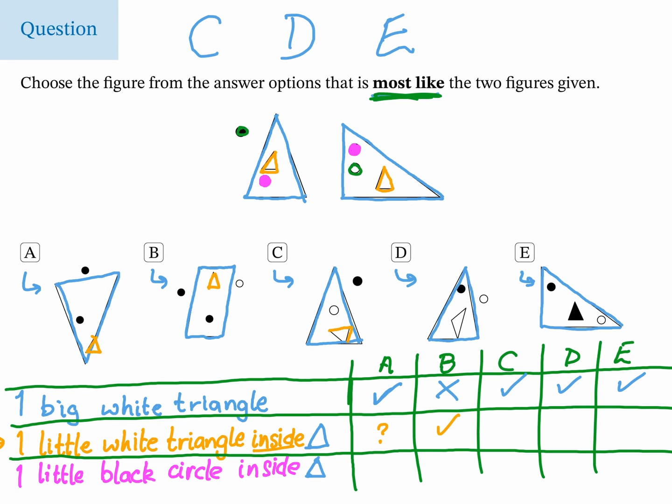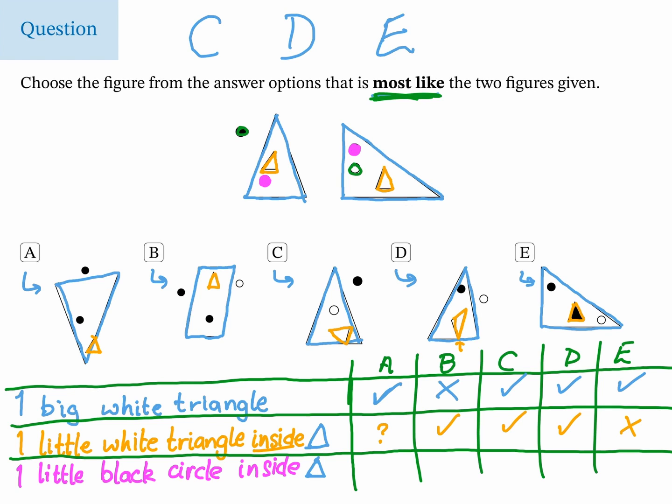Now onto option C. Unfortunately, I've drawn all over it, but the triangle is inside the big white triangle, so tick there. And similarly with answer option D, even though this corner here is touching the base of our triangle, the little white triangle is inside the big one. And finally, with answer option E, we do have a triangle, but it's black. So we're going to say there's definitely not a little white triangle inside our big white one.